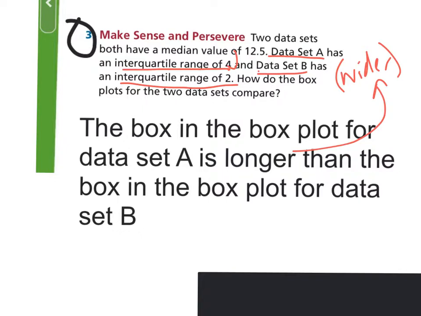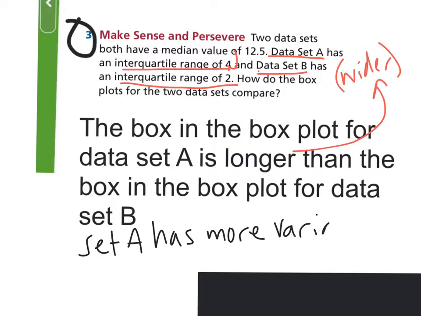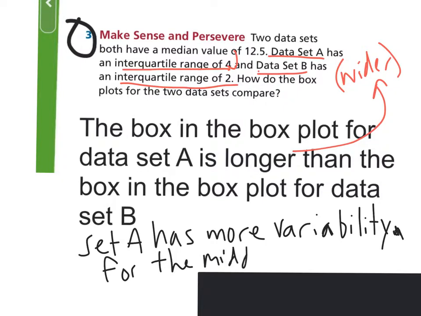If we wanted to actually talk about what that means for us, we could say that set A has more variability. Okay, more variety in the numbers. Well, we'll modify for the middle 50% anyway. Overall, we don't know, but middle 50%, more variability, or you could say less consistency for set A in the middle 50%. Numbers are spread out just a little bit more.